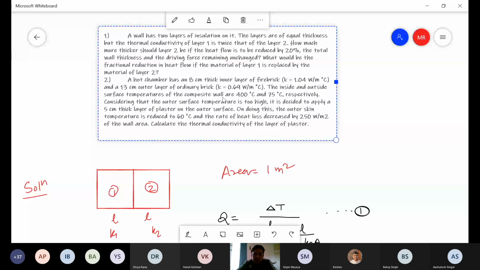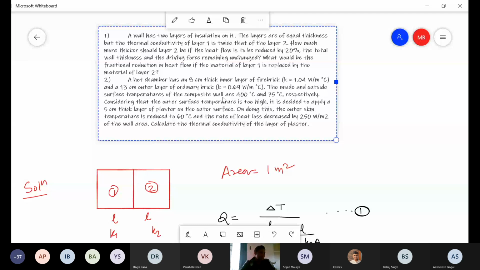Considering that the outer surface temperature is too high, it is decided to apply a 5 centimeter thick layer of plaster on the outer surface. On doing this, the outer skin temperature is reduced by 60% and the rate of heat loss decreased by 250 watt per meter square of the wall area. Calculate the thermal conductivity of the plaster layer.